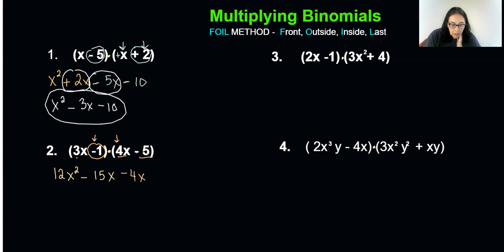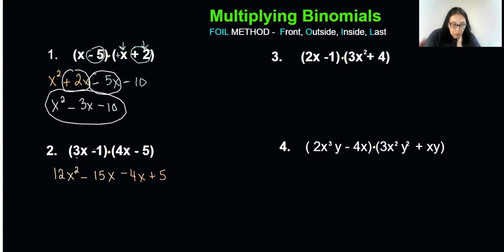Then we've got to take this -1 times this -5. A negative times a negative is a positive. 1 times 5 is 5. I'm going to take another look at this just to make sure you see it. First thing, I know I'm multiplying because there's nothing between the parentheses, which means it's multiplication.